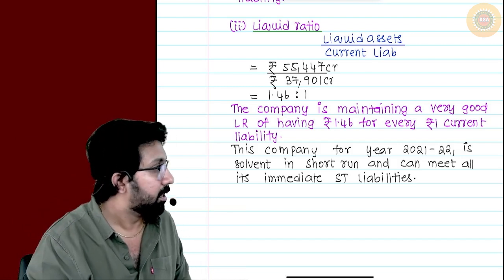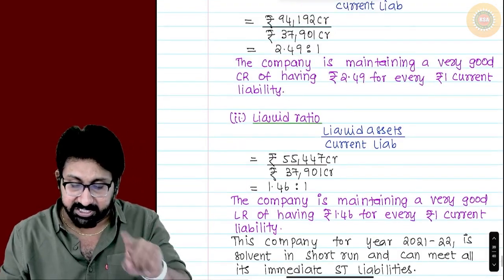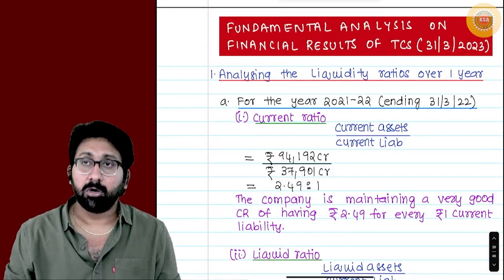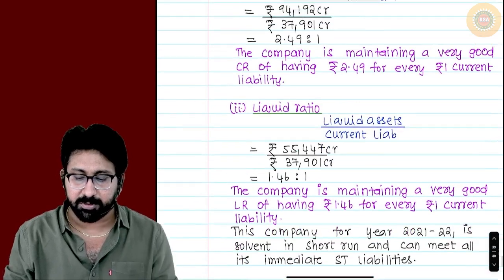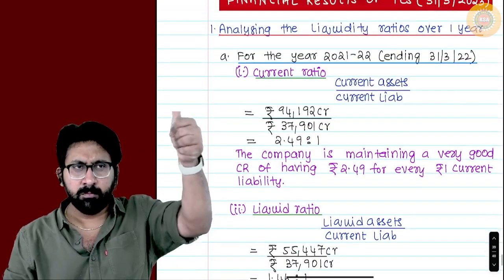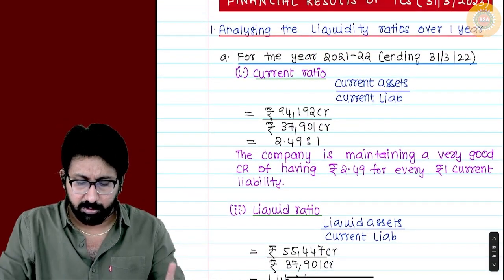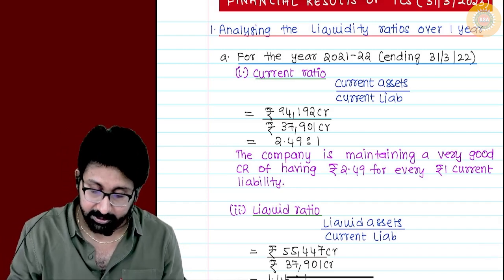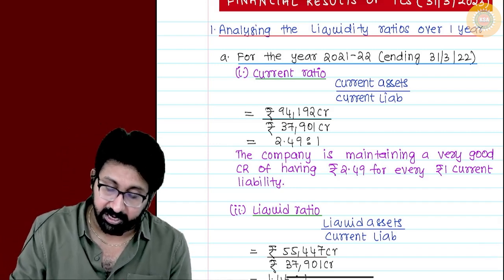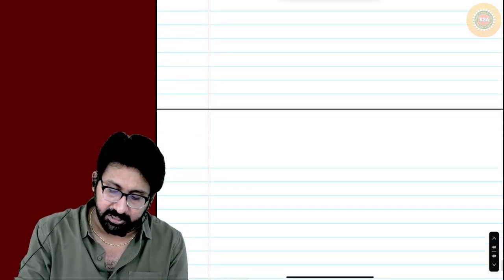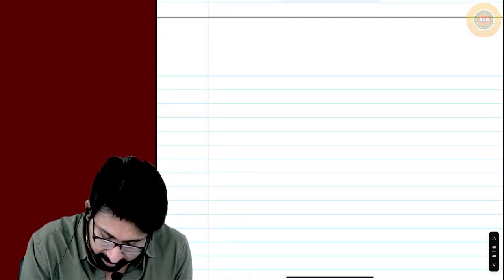Understood up to here? Now tell me, for which year did we complete? 21-22. How many ratios did we calculate? What are the two? Current ratio and liquid ratio. So please write down, for the year 22-23. Only for this we are going to write. From the next ratios we will do directly.